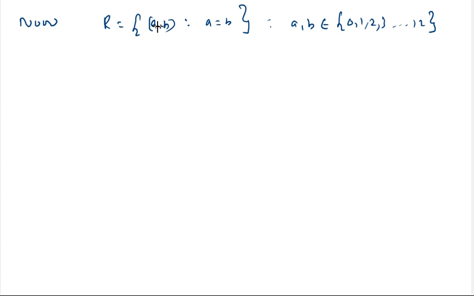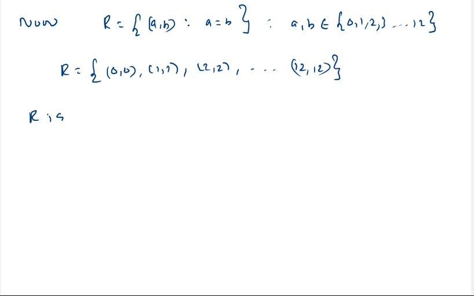Then A and B should be equal. Now we can write straight away the possibilities: 0 comma 0, 1 comma 1, 2 comma 2, up to 12 comma 12. This is the tabular form of the relation. From the tabular form of the relation, it is understood that R is reflexive.